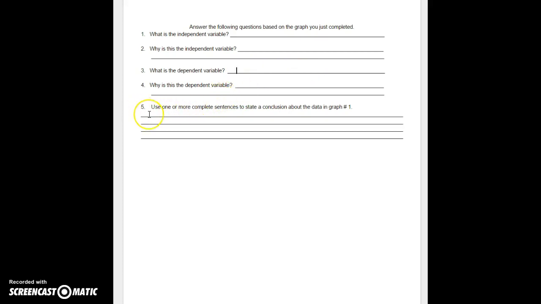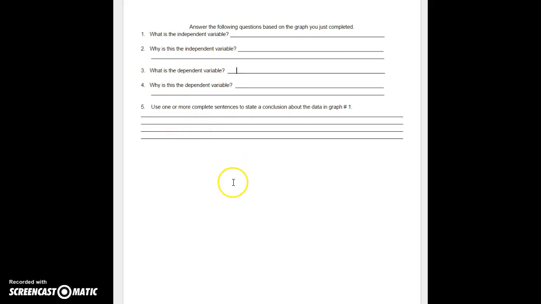And then here for number 5, just please explain to me what you notice in the graph after you've graphed it out. Is there a peak amount of bubbles that you get, and when does that occur? So what do you notice about the graph?